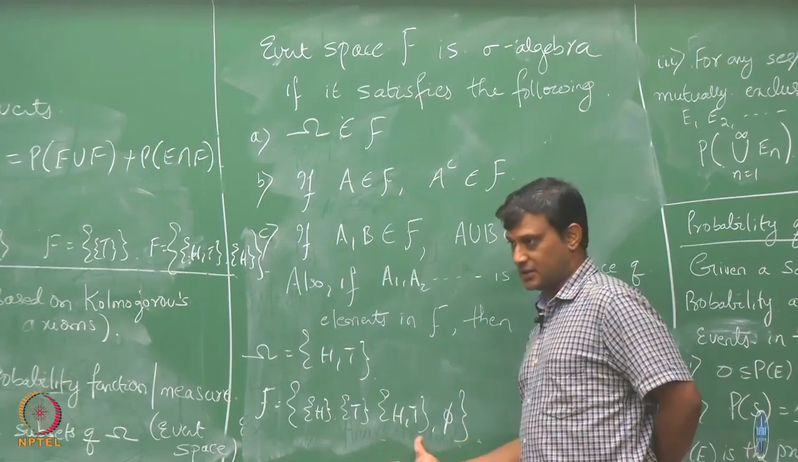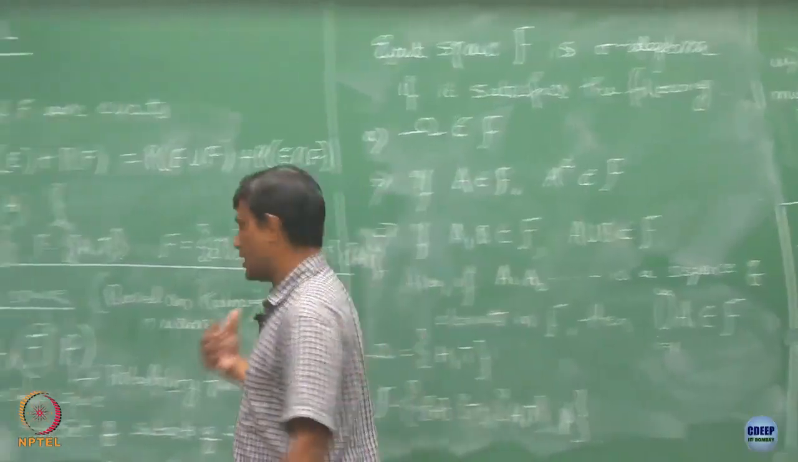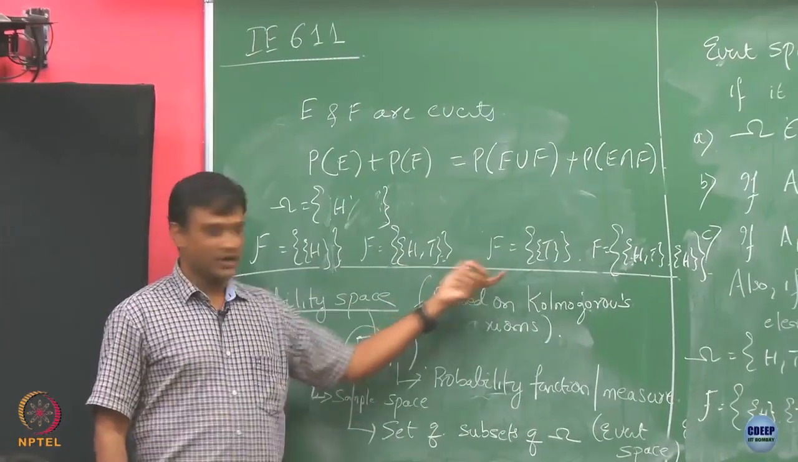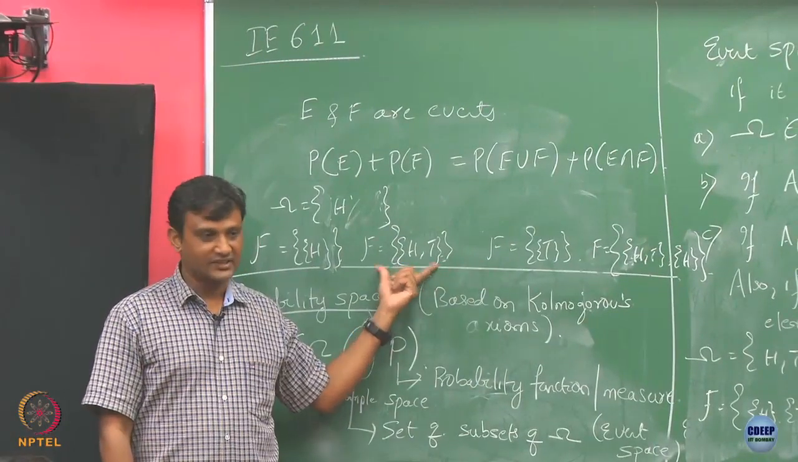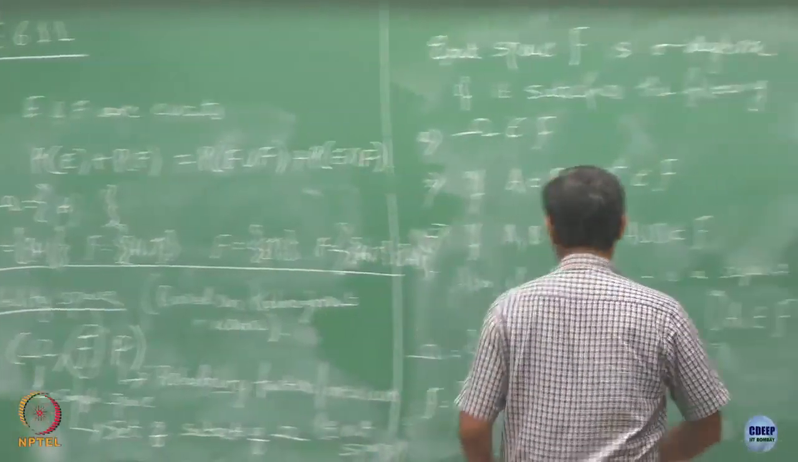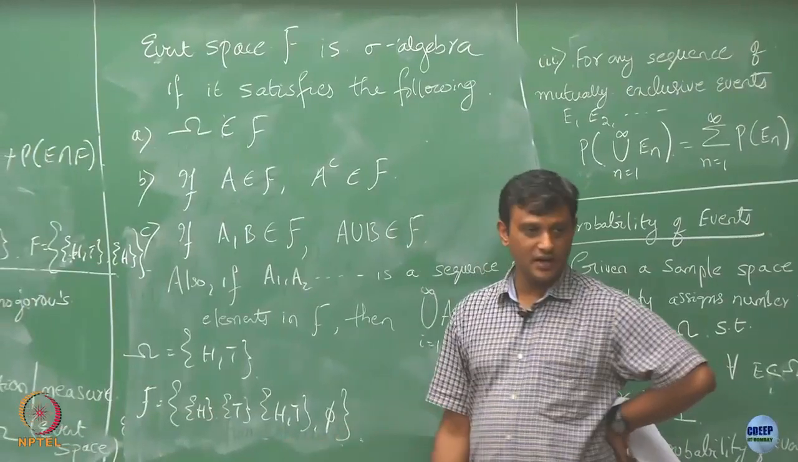This is the largest. But why should I look for the largest? I could also look for smaller ones than this. This could be one possibility, this could be one possibility. But all of these need not be a sigma algebra. Okay, now let's say I define F to be like this for this omega. Is this a sigma algebra?